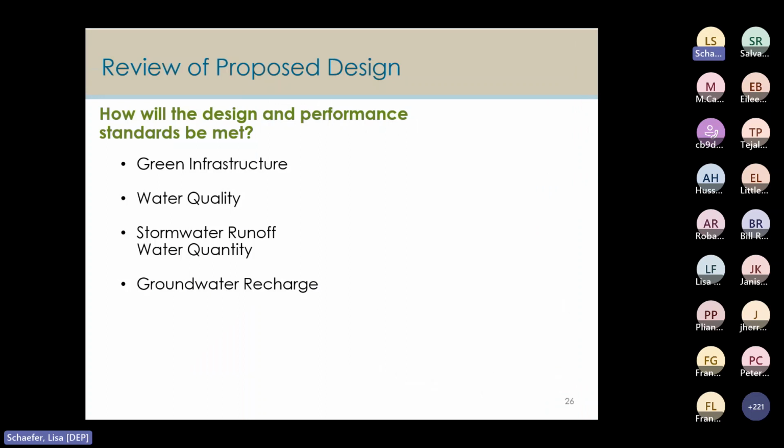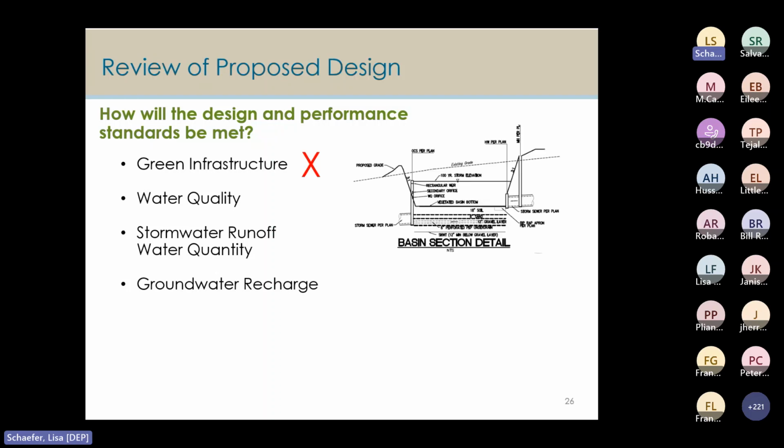All right, so we know that the design does not meet the requirement to use GI, so that's strike one. And later I'm going to make some suggestions on what could be done instead to make the project compliant for GI. But first, I just want to quickly go through the other instances where the project does not comply with the rules. So for starters, here's a basin cross-section detail.